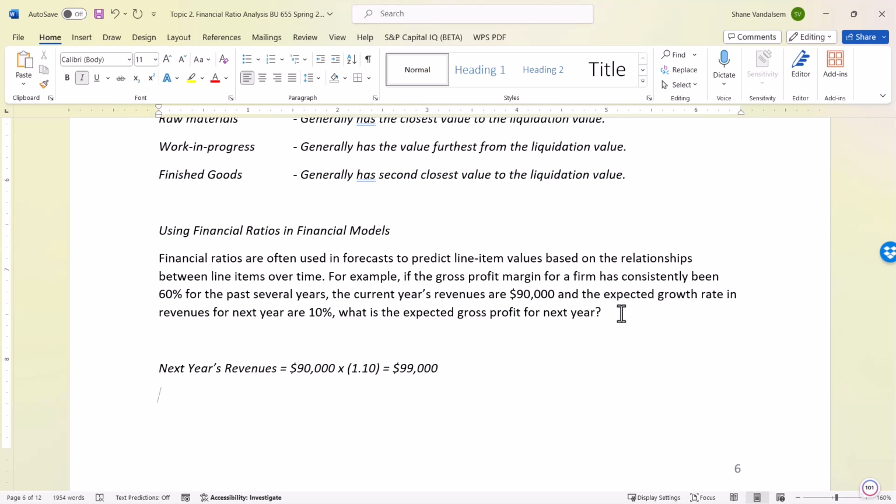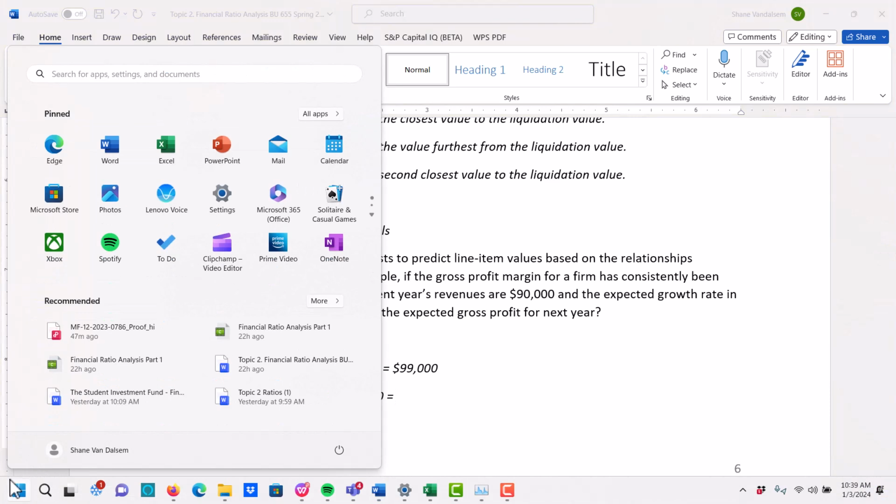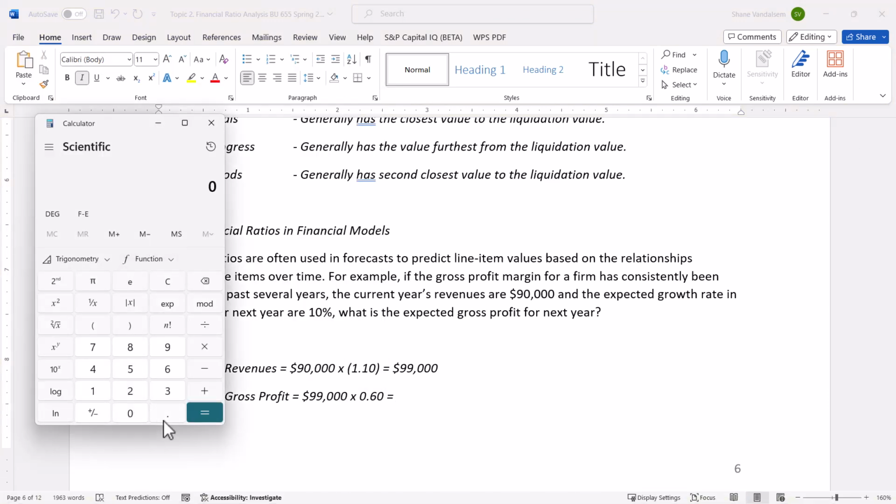So to find next year's gross profit, we're going to take 60% of the expected revenues for next year, or 99,000, multiplied by 0.60, which is again our 60% gross profit margin, and that's going to give us a value of 0.6 multiplied by 99,000, or 59,400.